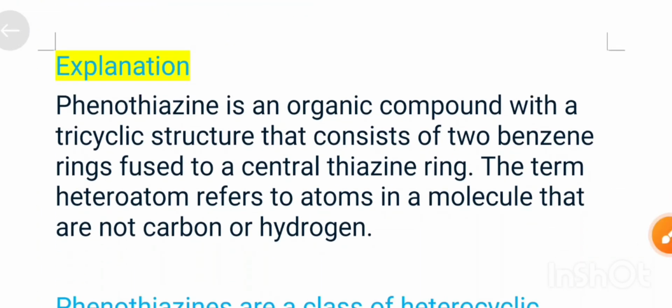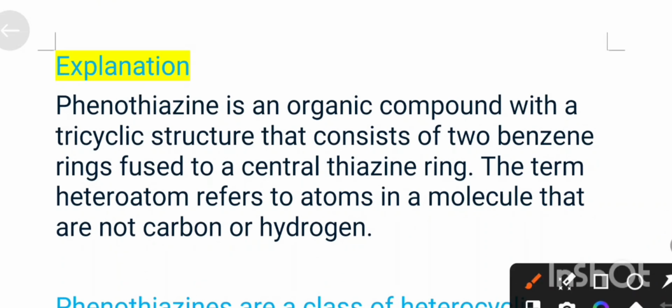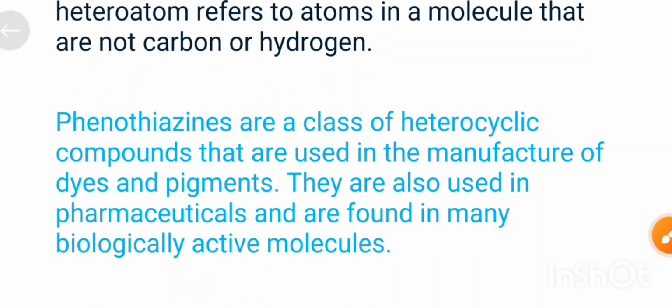Phenothiazine is an organic compound with a tricyclic structure that consists of two benzene rings fused to a central thiazine ring. The term heteroatom refers to an atom in a molecule that is not carbon or hydrogen. Phenothiazines are a class of heterocyclic compounds that are used in the manufacturing of dyes and pigments. They are also used in pharmaceuticals and found in many biologically active molecules.